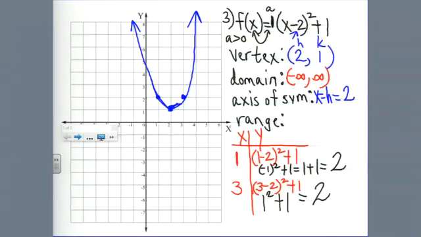Now, based off the graph of our parabola, we can find the range. And remember, the range is where your y values start and end. So right here at the vertex, the range starts at the y value positive 1. And the graph keeps going upward toward infinity. So the range is from 1 bracket to positive infinity parenthesis.